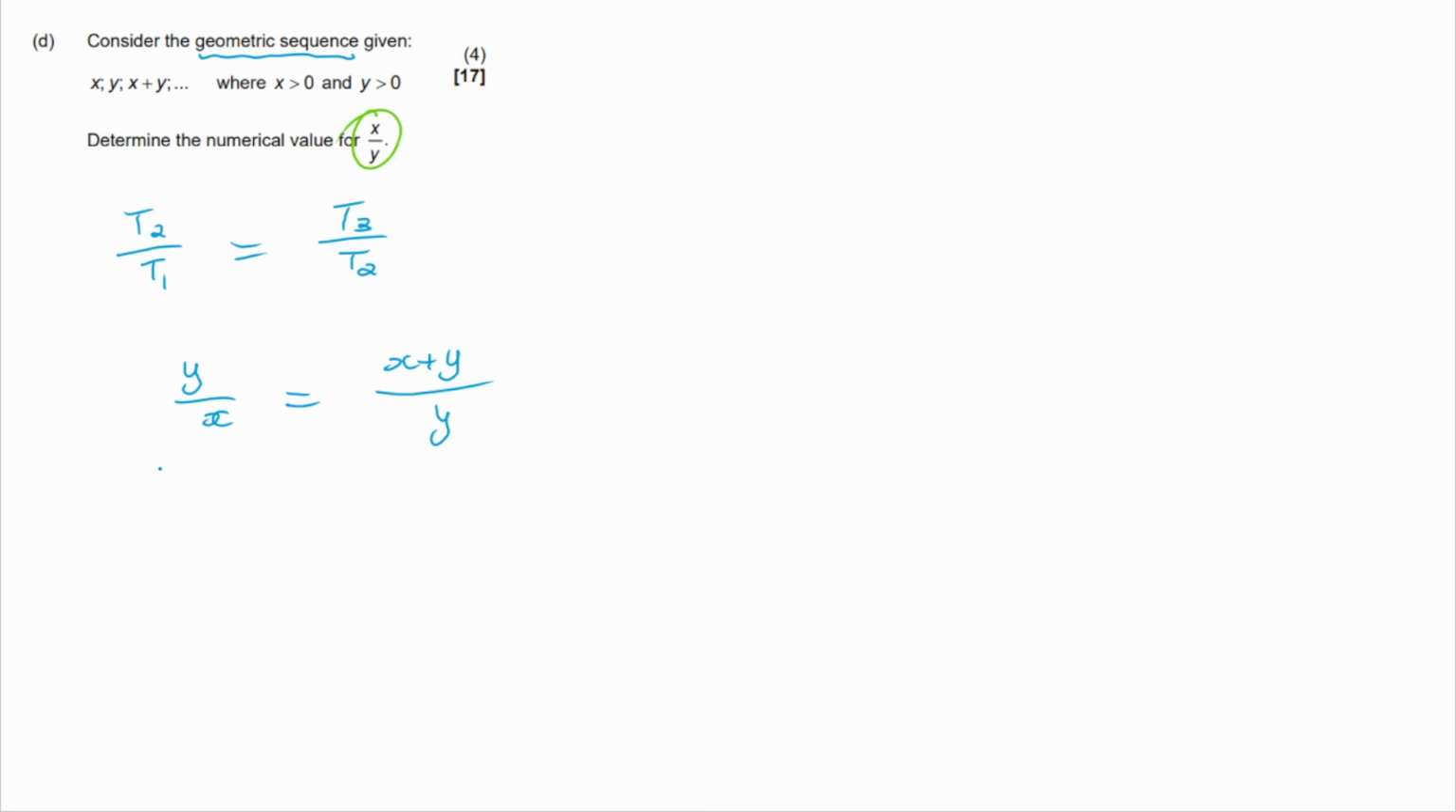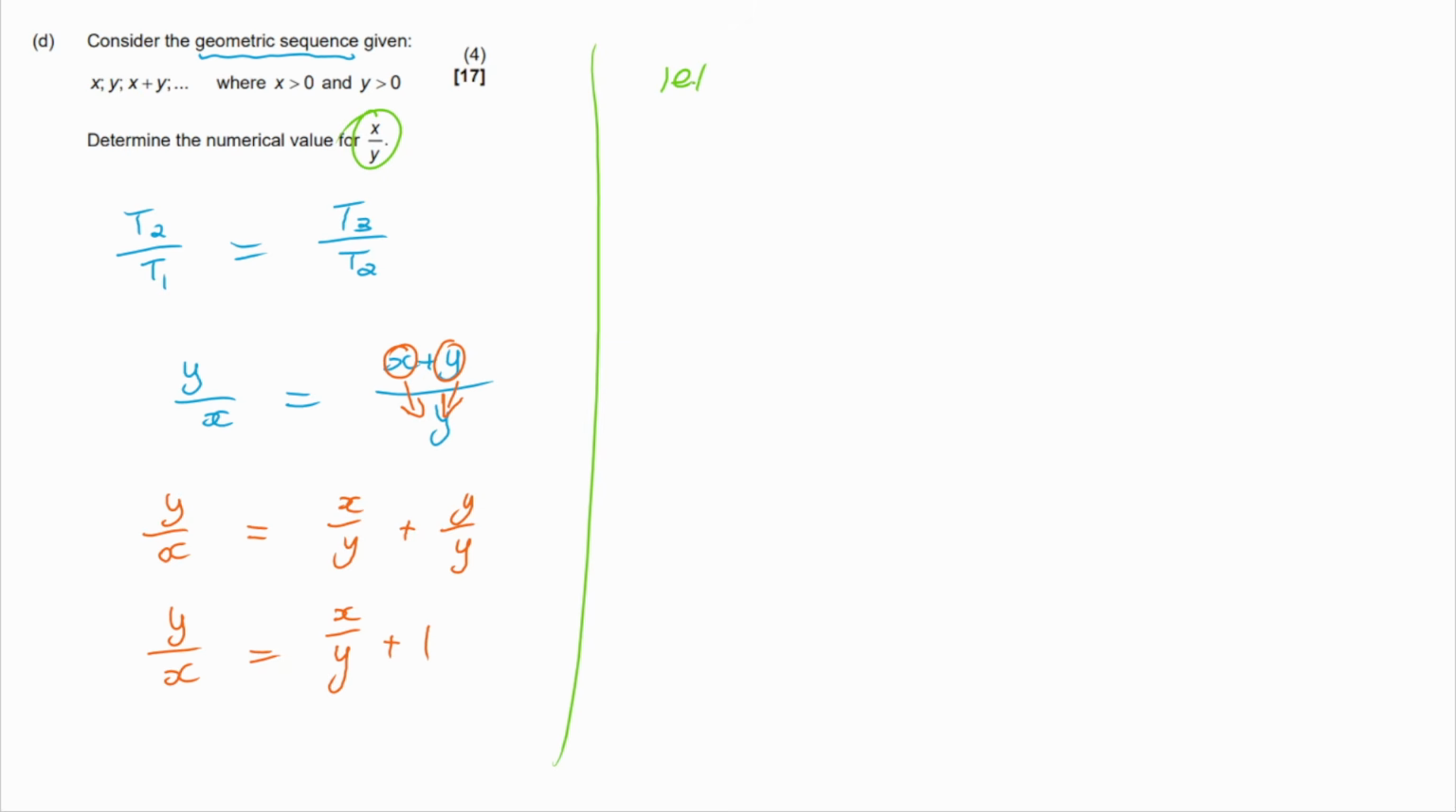So what we can do at this point is we can actually split this fraction. Okay, so we can write it split like this. So we can say that y over x is equal to x over y plus y over y. Okay, so what we get then is y over x is equal to x over y plus 1. So at this point, the issue is here we have y over x and here we have x over y. So let's work over here and let's say let k equal x over y.